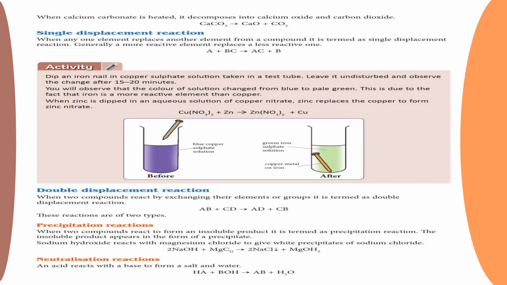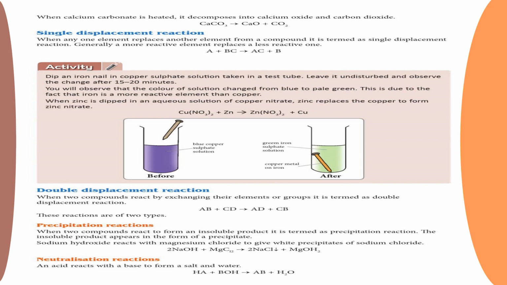The next one, single displacement reaction. In this type, atoms of one element displace the atoms of another element from a compound. For example, when iron is dipped in copper sulfate solution, the iron displaces the copper from the copper sulfate solution, and copper and iron sulfate solution is formed.